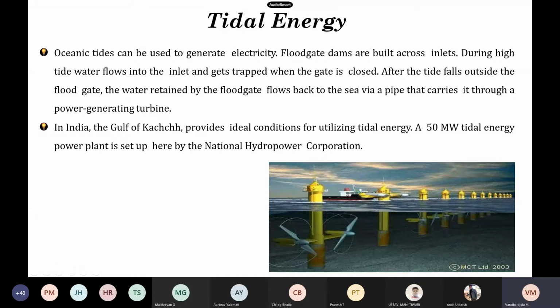See here, the oceanic tides can be used to generate electricity. Floodgates and dams are built across inlets. During high tide, water flows into the inlet and gets trapped when the gate is closed. After the tide falls outside the floodgate, the water retained by the floodgate flows back to the sea via a pipe that carries it through a power generating turbine. Usually it is called, as you are already aware, the prime mover.